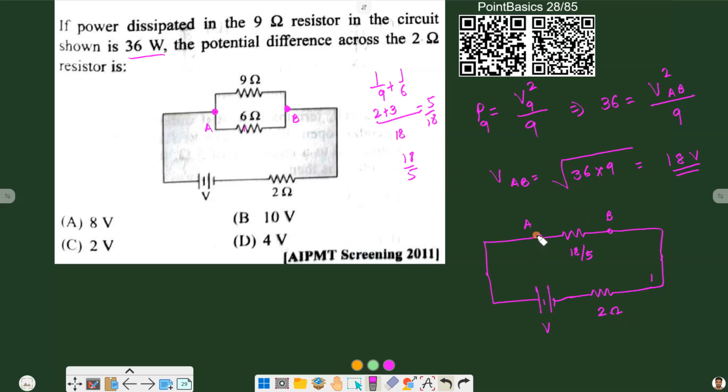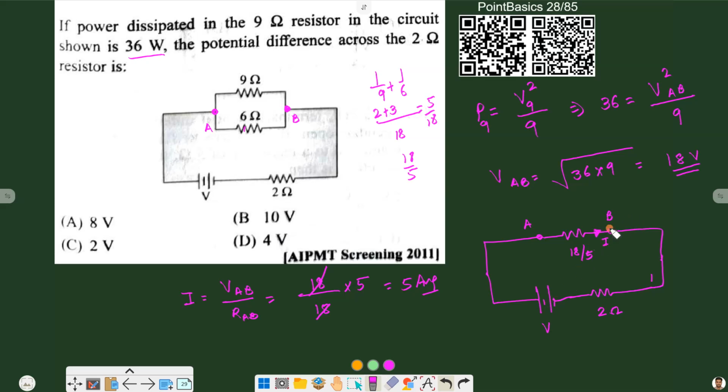Now we know the potential across A and B, that is 18 volts. So if we know the potential across a resistance, we can find the current across it. Now suppose this is current I. As this is a series circuit, the current through the whole circuit will be the same. So the value of I across AB will be VAB divided by R of AB. Now VAB is 18 and R of AB is 18 by 5. So it is 5 ampere. So the value of current flowing in this whole circuit is 5 ampere.